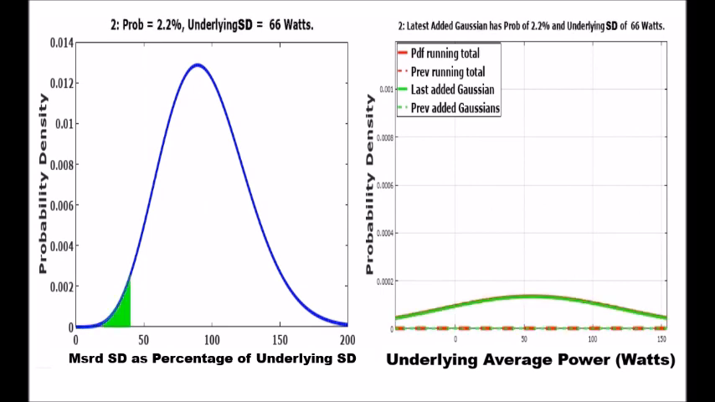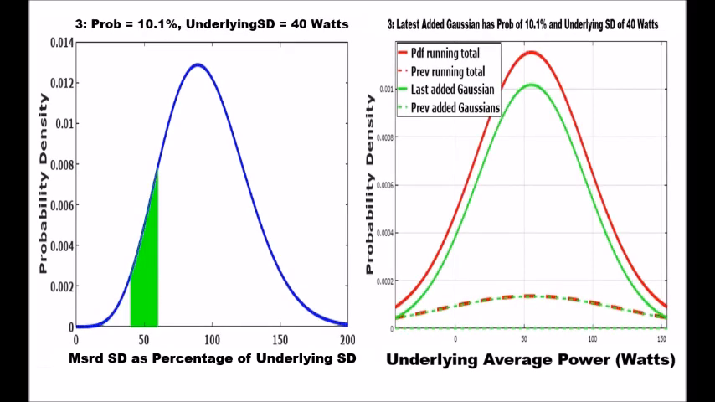Our first significant contribution to the final PDF. Here, we see a Gaussian distribution centered at 55.3 watts with a standard deviation of 66 watts and an area of 2.2%. The third Gaussian, the solid green curve, is much larger with a 10.1% probability. We're now accounting for the 10.1% possibility of being in the 40 to 60% range of our underlying standard deviation. We add that to our previous running total, the dotted red curve, to obtain our new running total, the solid red curve. Let's now finish the job by adding in the remaining 7 areas.